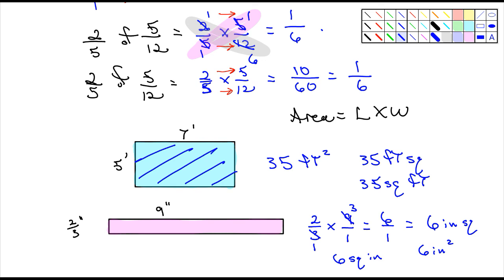So there you go. Now, again, it wouldn't matter. You could have done, like I did, 2/3 times 9 to find the area, or maybe you did 9 times 2/3. It doesn't matter. All right? Okay, that's it.